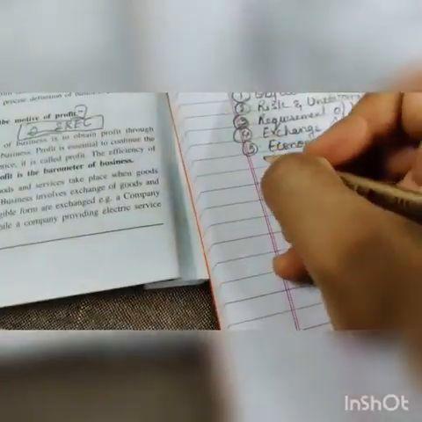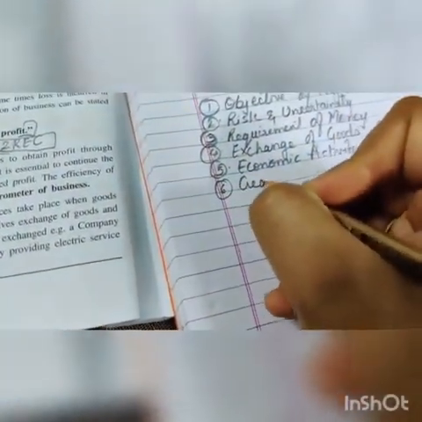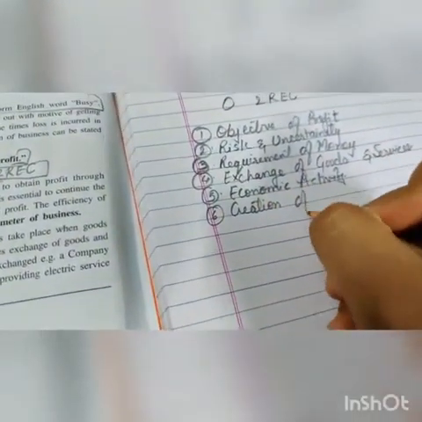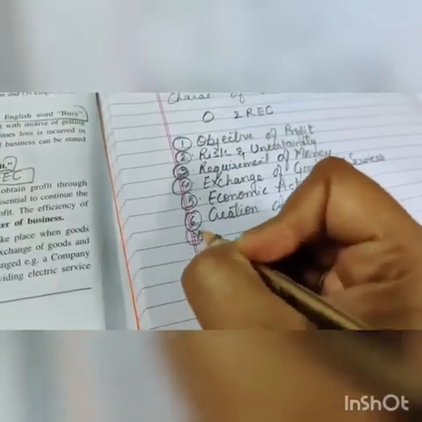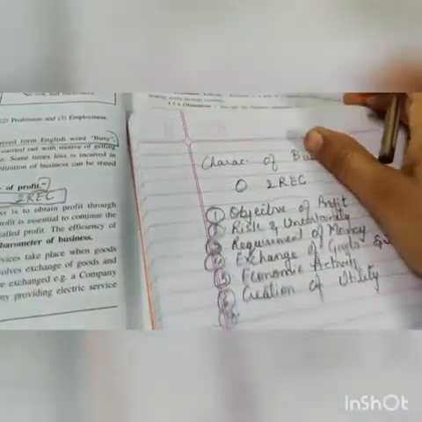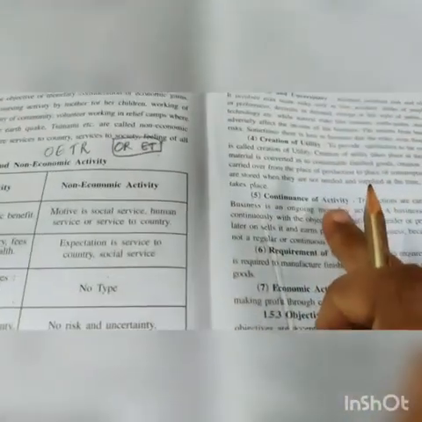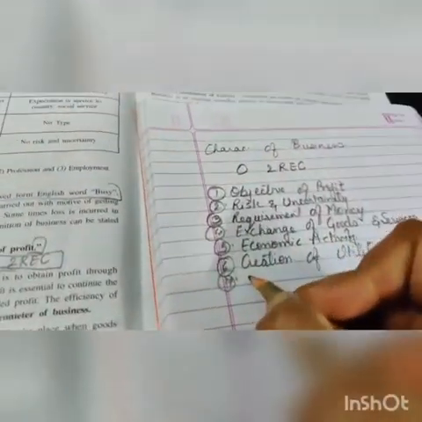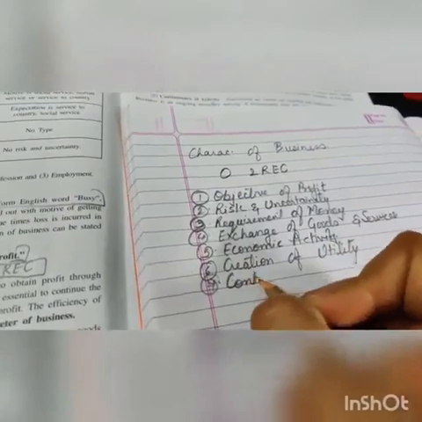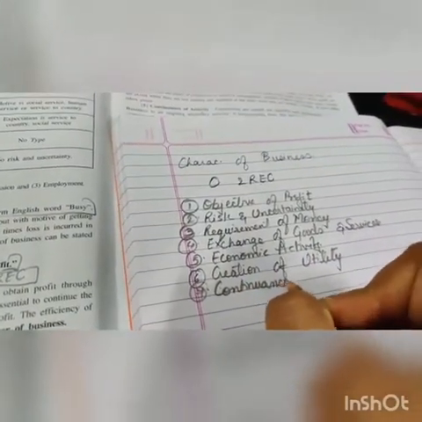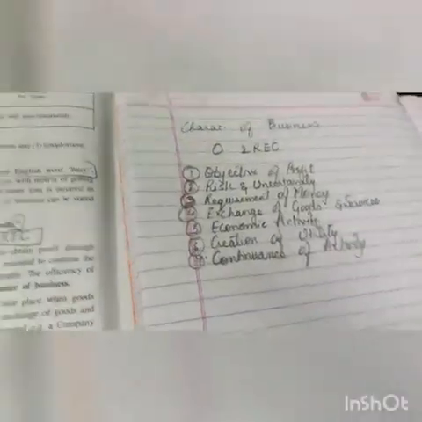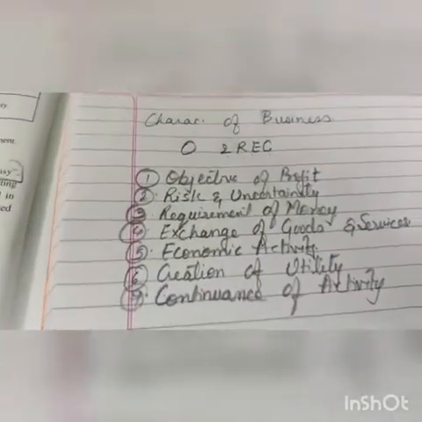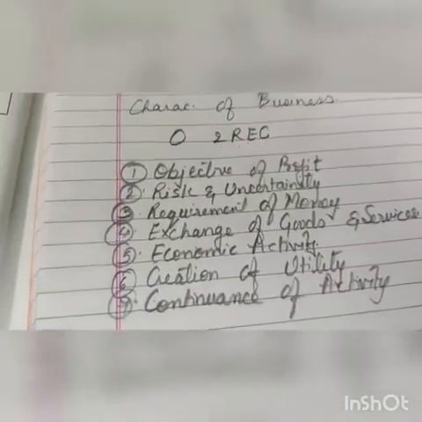Creation of utility. So we will write down creation of utility. Okay, then seventh, again C is there. Okay, so what is there? So see, continuance of activity. Okay, so we will write down that here, continuance of activity. Okay, so see, with this it will help you to learn the answer.